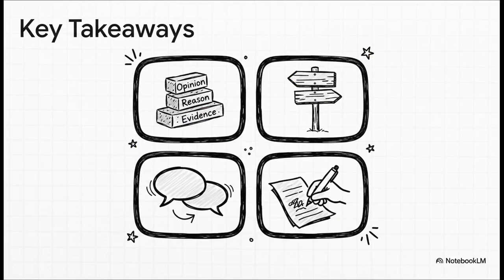So let's just quickly recap the big ideas. Remember, every argument is just those three basic building blocks: opinions, reasons, and evidence. Always be on the lookout for those signal words that guide you through the text. Give extra credit to arguments that fairly address counterarguments. And really, your most powerful tool is a pen. Get in there and actively engage with what you're reading.